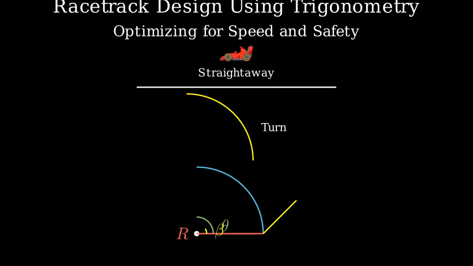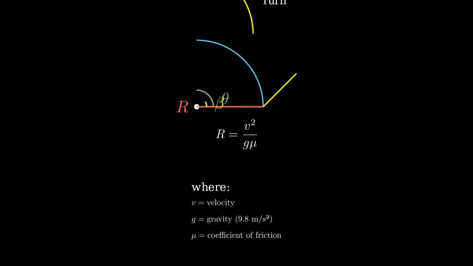Let's focus on calculating the proper radius for a turn. The minimum radius depends on the maximum speed and the coefficient of friction given by the formula R = V^2 / (g * mu), where V is velocity, g is gravity, and mu is the coefficient of friction. Let's solve an example problem.